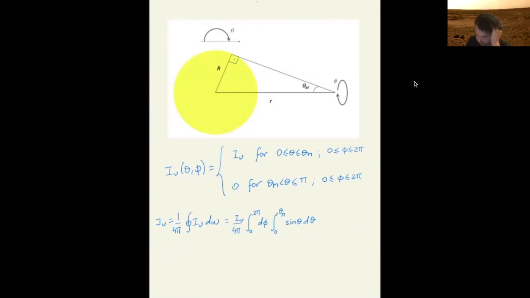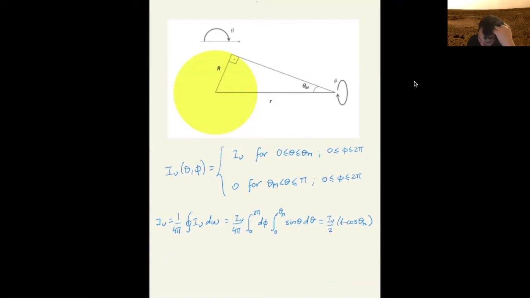Now the problem also asks for the mean intensity. The mean intensity is the directional integral of the intensity. So this integral becomes I over 4 pi. And what is changing are the limits of integration. Phi is going from 0 to 2 pi, but theta is going from 0 to theta max. The integral sign is minus cosine, so this yields I over 2 times 1 minus cosine of theta m.